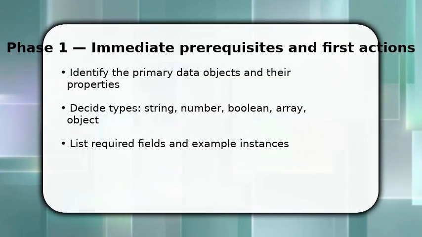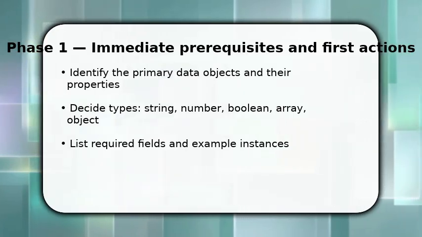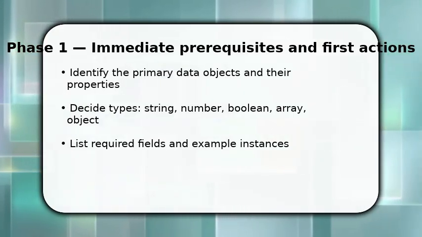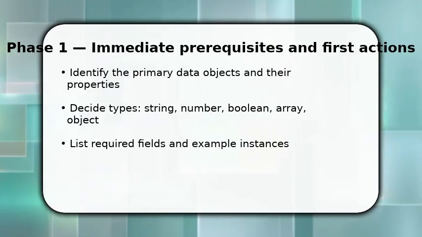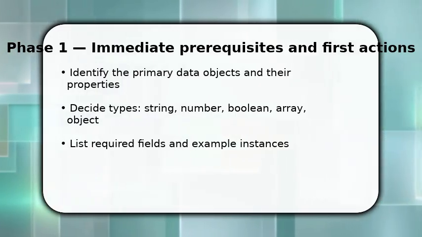You begin by defining the domain. What objects and values matter? Start with a small example JSON and extract properties. This gives concrete names and types.